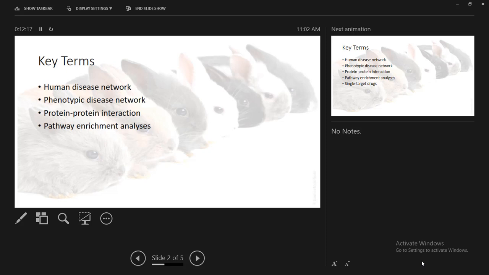Okay, and you'll see this in a little bit more detail, and hopefully I'll explain it a little bit better when I show you a figure a little bit later on. All right, single target drugs. The remaining key terms that we're going to discuss all deal with how systems biology improves the development of pharmaceuticals. That's the concept the rest of these key terms deal with. How does systems biology make us able to develop better pharmaceuticals?